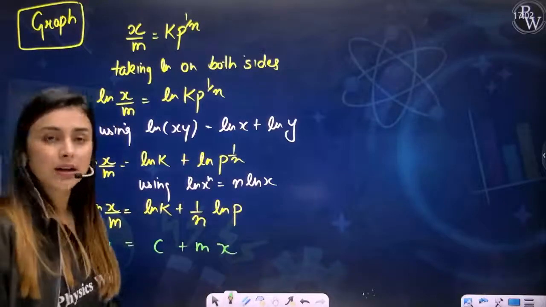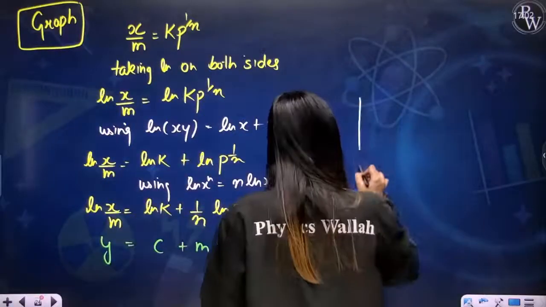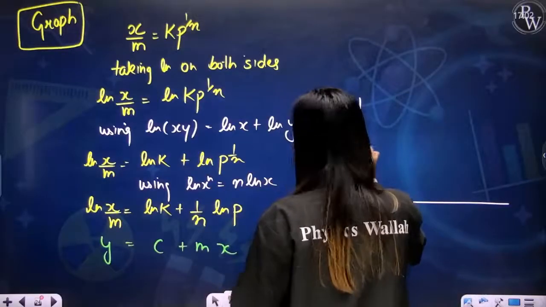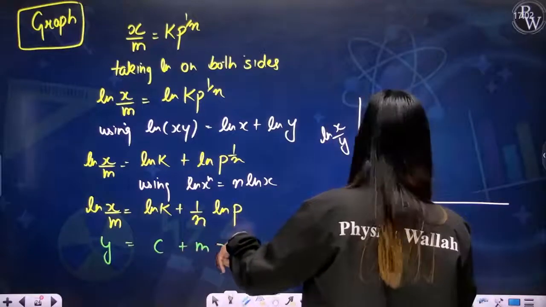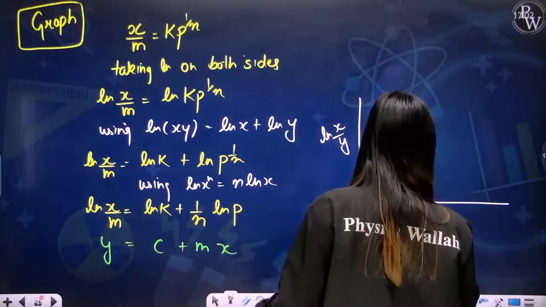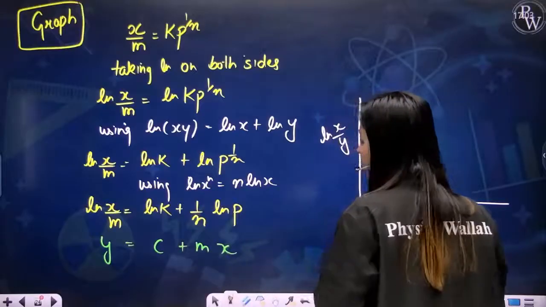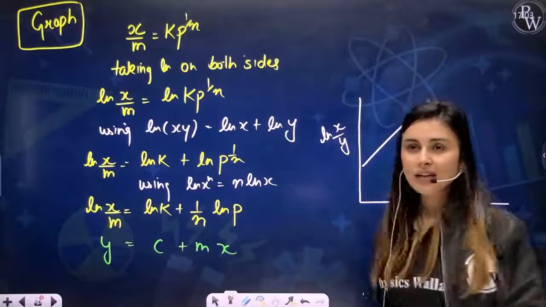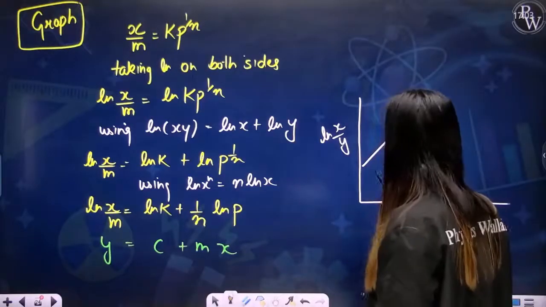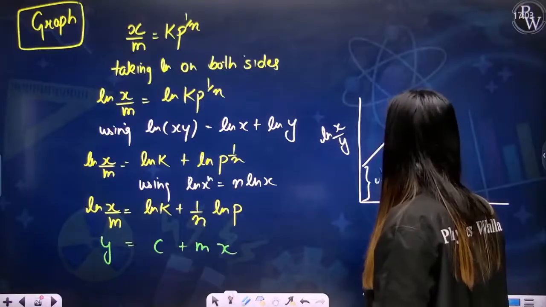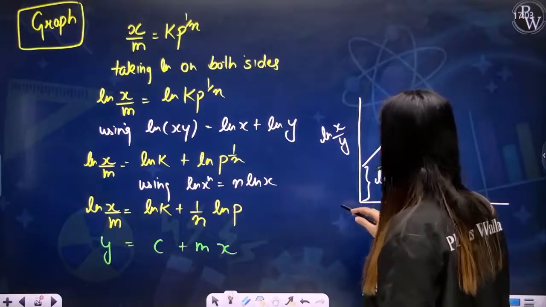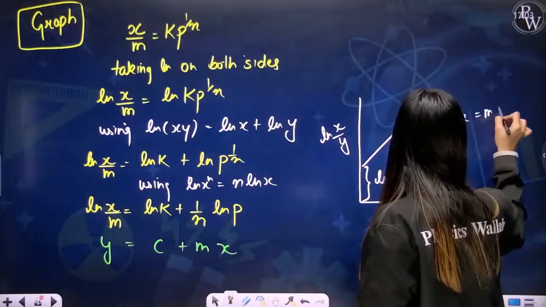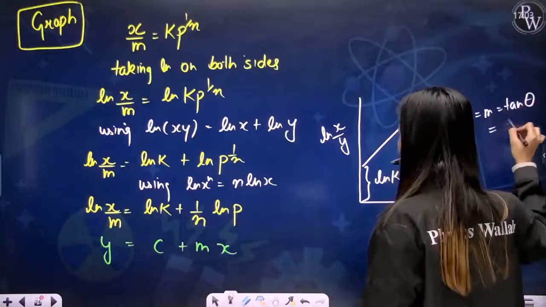So if we plot a graph, what will we get? This is your y-axis, so ln of x upon m, and the x-axis is your ln of p. It will give you a straight line with a positive slope and a positive intercept. So it will be something like this, and the intercept would be ln of k, and your slope would be m is equal to tan theta, and this is actually equal to 1 upon n.